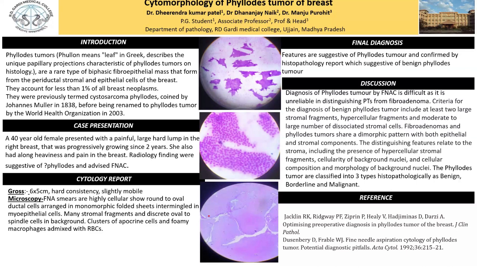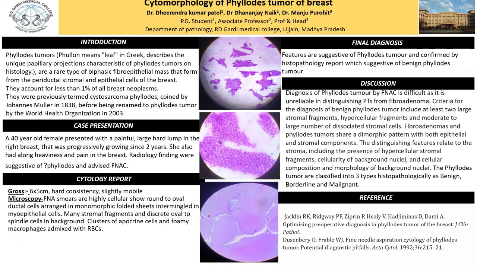Final diagnosis: FNAC features are suggestive of phyllodes tumor, confirmed by the histo report, which is suggestive of benign phyllodes tumor. Discussion: diagnosis of phyllodes tumors by FNAC is difficult as it is unreliable in distinguishing PTs from fibroadenoma. Criteria for the diagnosis of benign phyllodes tumor include at least 2 large stromal fragments, hypercellular fragments, and a moderate to large number of dissociated stromal cells.